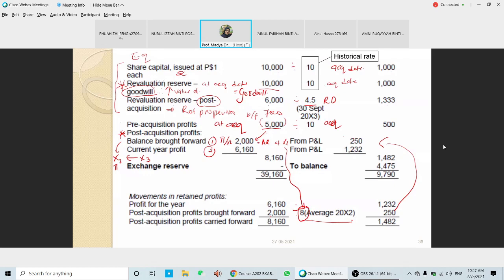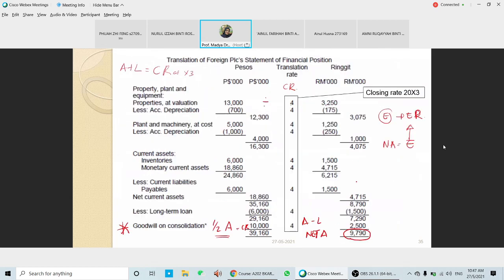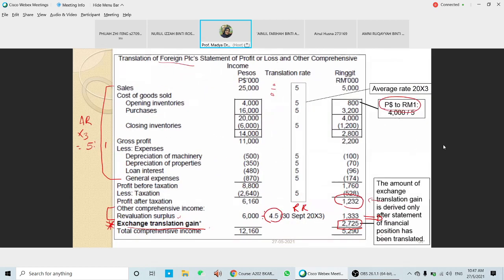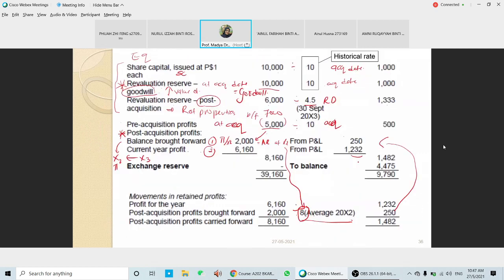Okay, for the current year profit of 6160, we're going to have 1232. The 1232 comes from your income statement. We already translated the income statement, so this is the profit that we have here. Now altogether for the RE, the post acquisition profit, you're going to have 1482. So you total up all these figures.